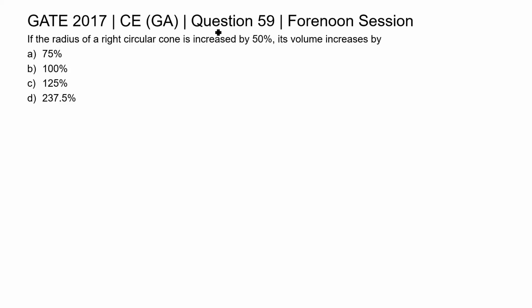This is question 59 of Civil Engineering General Aptitude section of GATE 2017 forenoon session. If the radius of a right circular cone is increased by 50%, its volume increases by. So here we need to find the increase in volume if the radius of a right circular cone is increased by 50%. So first of all, just recall the formula for volume of a right circular cone.